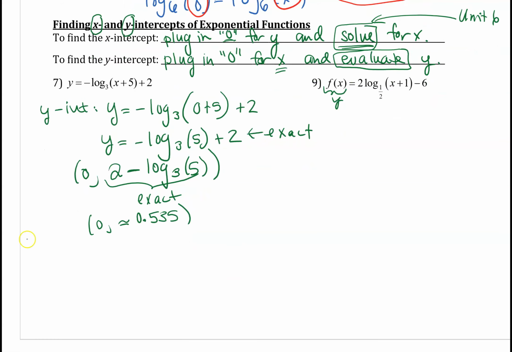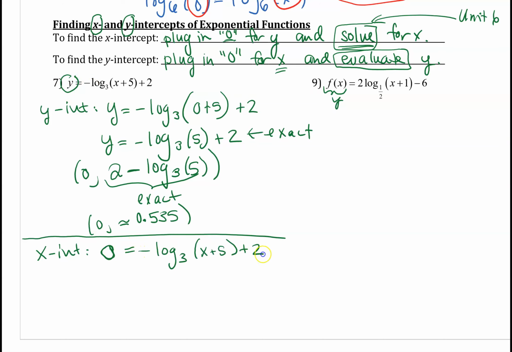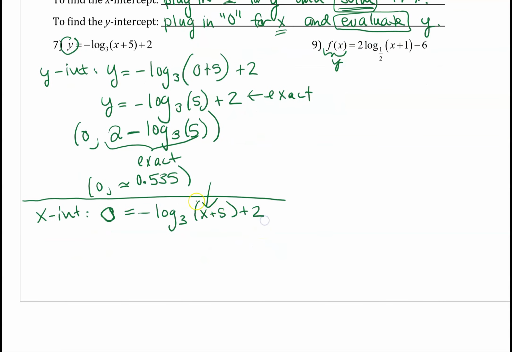Okay, so now that was the y-intercept. Now what we're going to do is the x-intercept. This one's a little harder. This is where you take the 0 and plug it in for y. So 0 equals the whole equation here, and then your job is to solve for x. So you have to get rid of all these things around the x. These equations are always going to follow option 2, where not every term has a log.